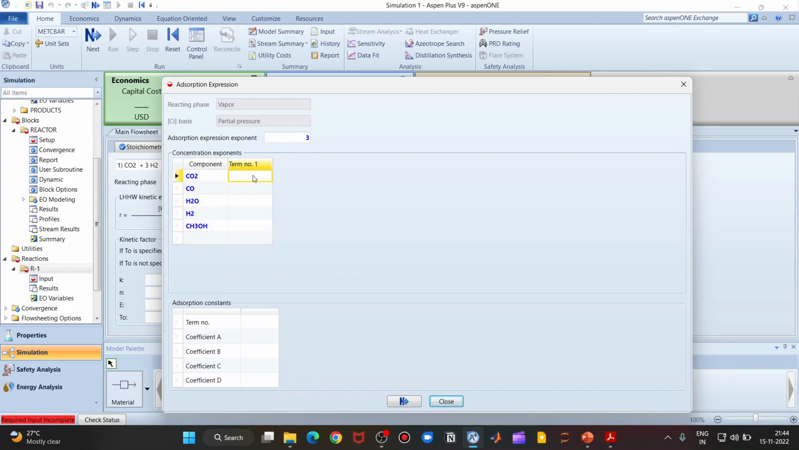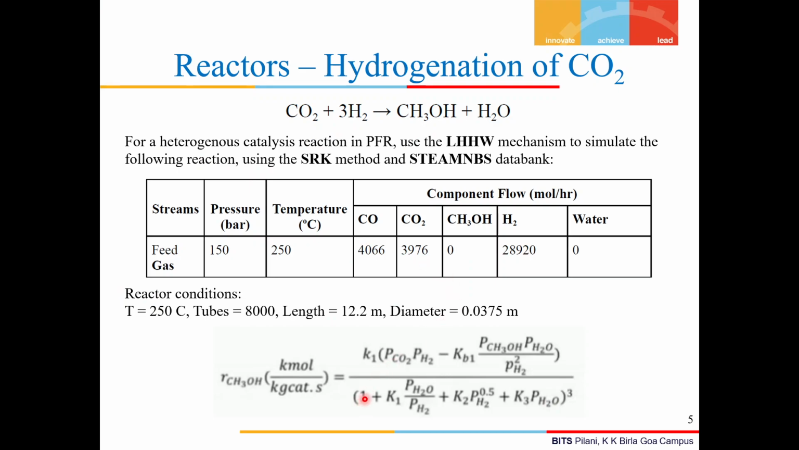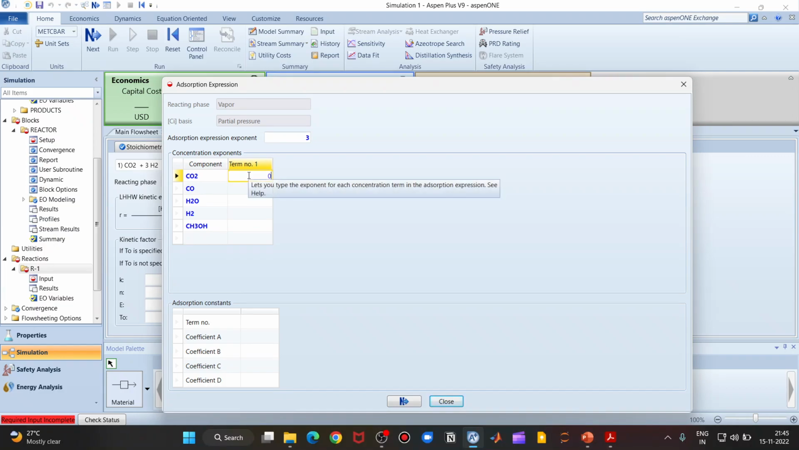Okay. So if you see, this is term 1, this is term 2, this is term 3, this is term 4. In term 1 we don't have any partial pressures with any components, which means everything becomes 0.